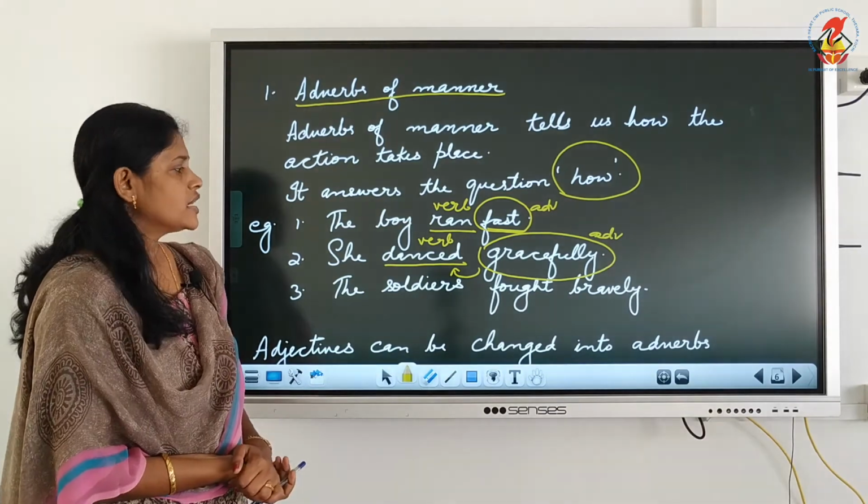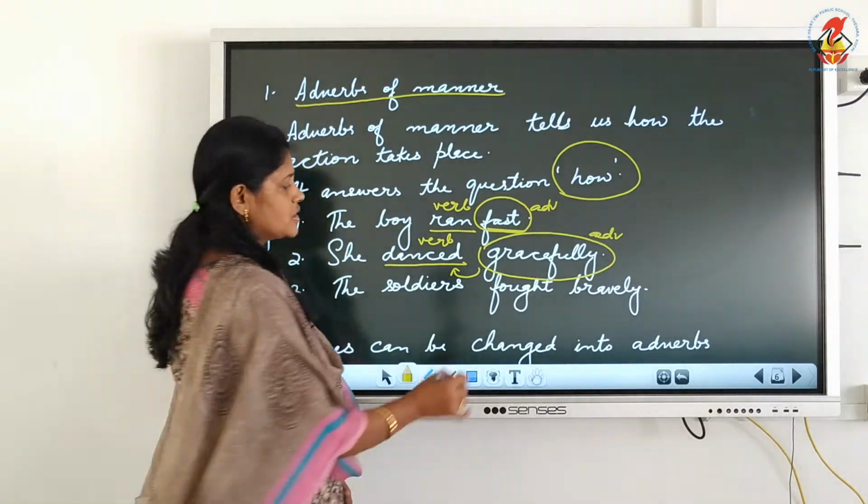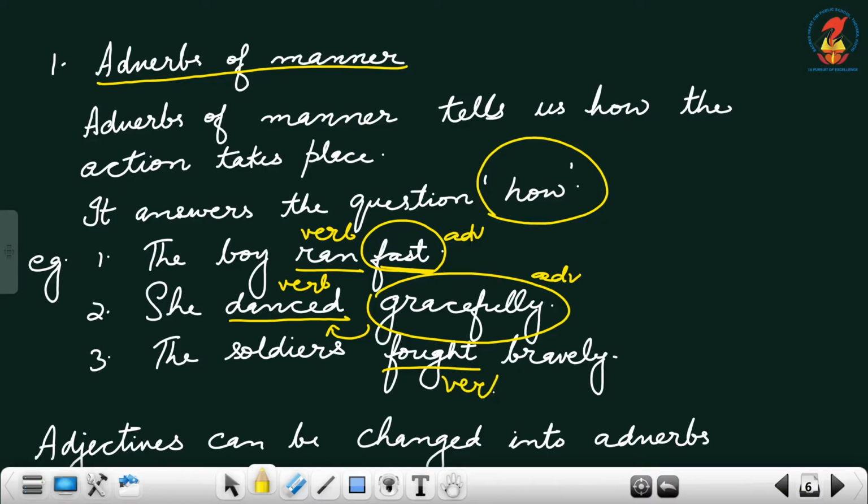The soldiers fought bravely. So this is the verb, isn't it? And how did the soldiers fight? Which word is describing the word fight? That is bravely. They fought. This is the adverb. So here you can say the boy ran fast. Ran is the verb. Adverb is fast. She danced gracefully. So the word gracefully is describing the word danced. The soldiers fought bravely. How did they fight? Bravely.